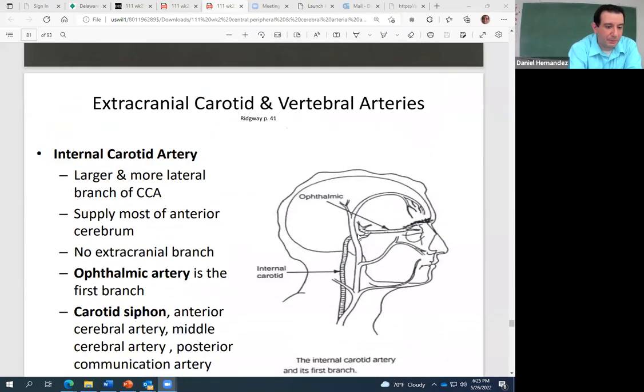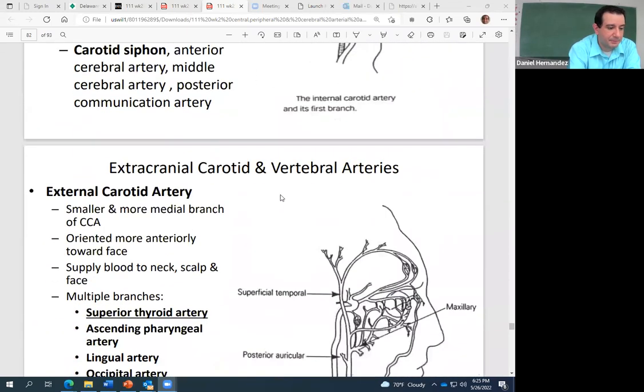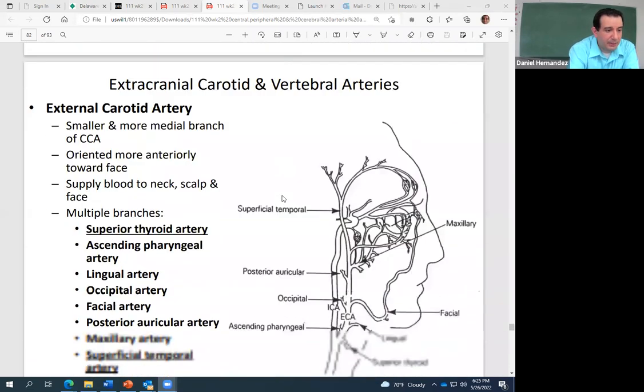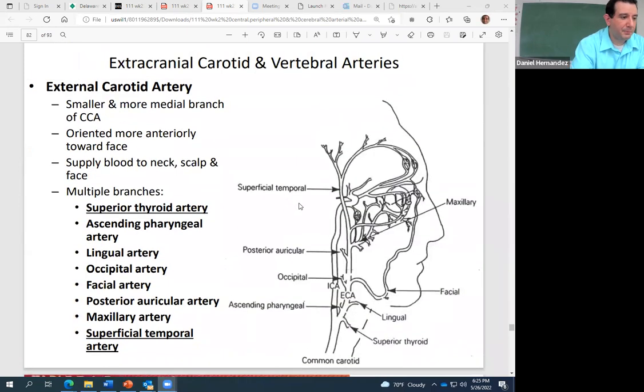Or just before, I'm sorry, the splitting of those arteries. All right, so that's the internal carotid artery. We have the external carotid artery now. So this is outside of the cranium again for our ECA, or external carotid artery. Typically, and we'll put that in air quotes, it is smaller, and it's going to be more medial, or inward.